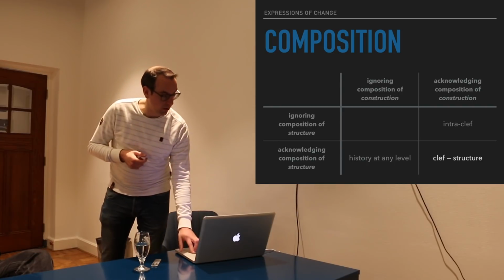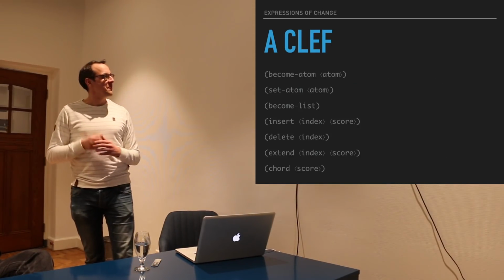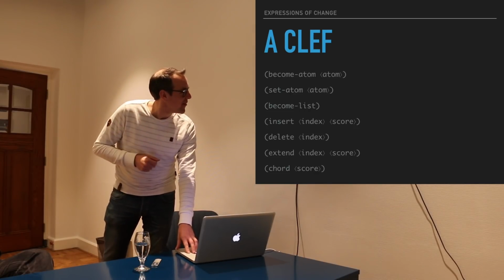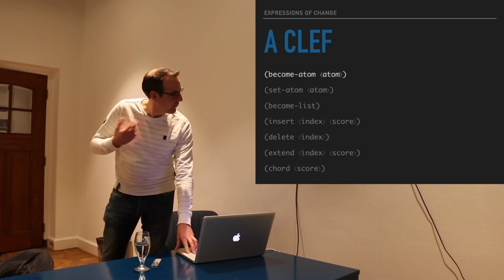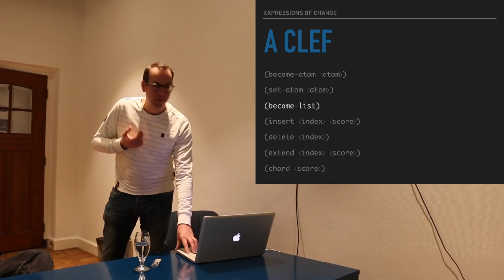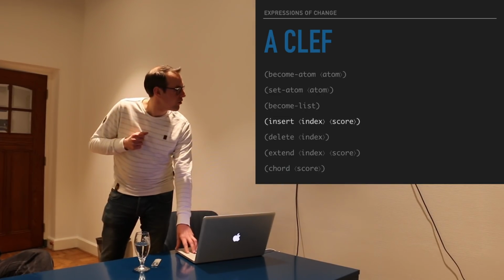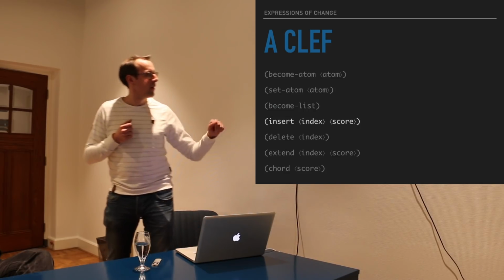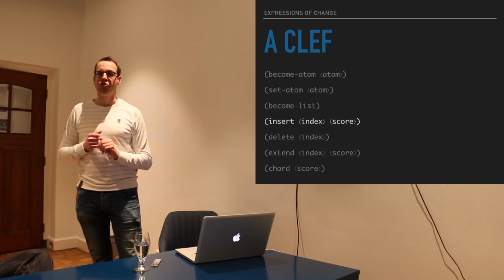And Erik Meijer agrees with me. So here's the definition of the CLEF. I'm going to quickly skip through it because it's a lightning talk, right? So the atoms can come into being, then they can be changed. The list expressions can also come into being, and we can insert new parts into the list expressions. And of course, a key thing here is that the thing we're inserting is expressed again in terms of history.